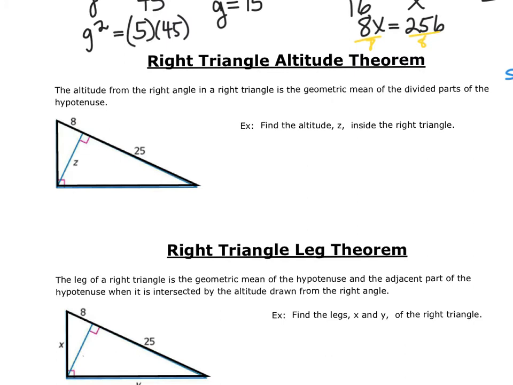So I'm going to call this one part 1. And this one part 2. Okay, and the altitude is, all right, so we have the altitude is the geometric mean between part 1 and part 2.